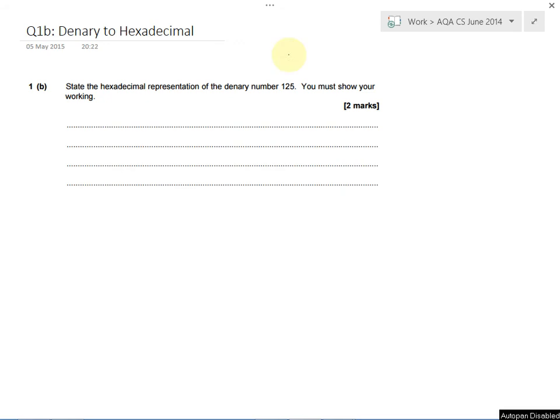In this question, you have to be able to convert a denary number, which is the same as a decimal number, into hexadecimal. So the difference is denary can have digits from 0 up to 9, but hexadecimal you can have 0 to 9, but also have A, B, C, D, E, or F. So there's 10 possible digits you can have in a denary number, but there's 16 possible digits that you can have in a hexadecimal number.